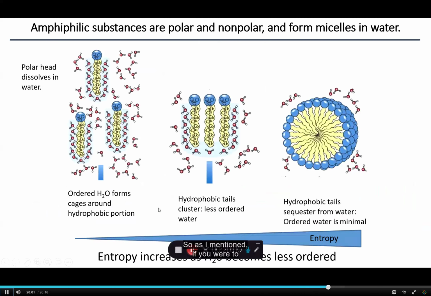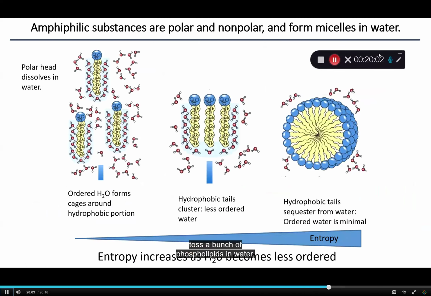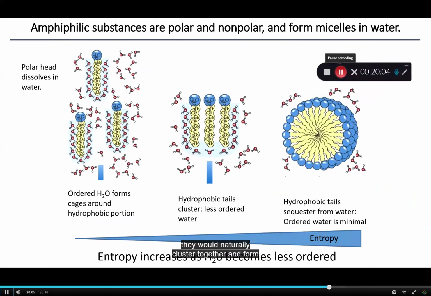So as I mentioned, if you were to toss a bunch of phospholipids in water, they would naturally cluster together and form micelles or bilayers, as I was just showing you on the last slide. And the reason is because entropy increases as water is released from being so ordered. And so let's break this down. This is just another example of how we can create more disordered water molecules when nonpolar substances come together.